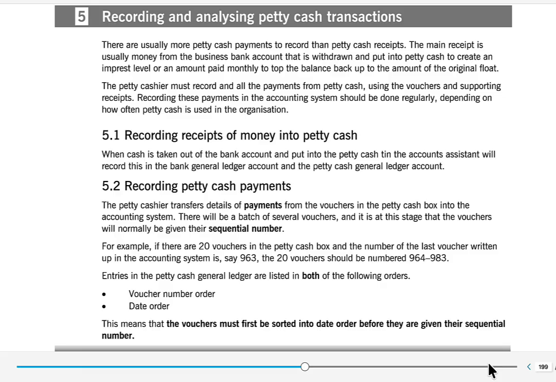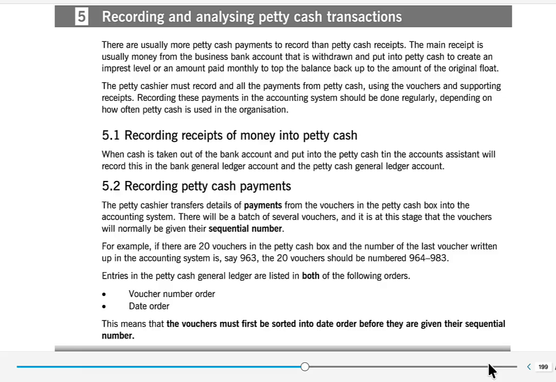How petty cash becomes part of the accounting system. This is a key idea in Lesson 5. Even though petty cash is physical notes and coins, we still treat it like any other business transaction. So we record it into the accounting system. This means petty cash affects accounts such as petty cash account, bank account, and different expense accounts. So petty cash is not separate from accounting. It is connected to the general ledger. That is why Lesson 5 uses the words recording in the accounting system.